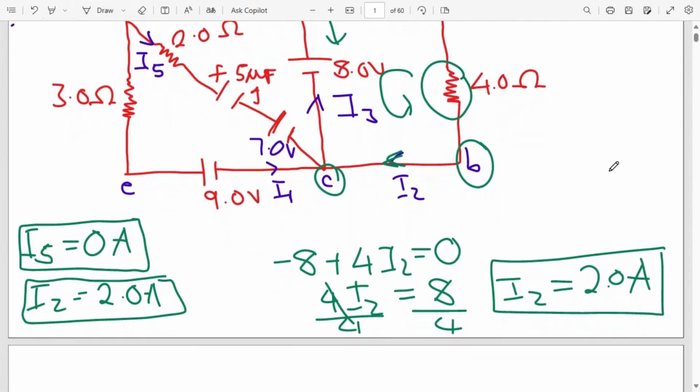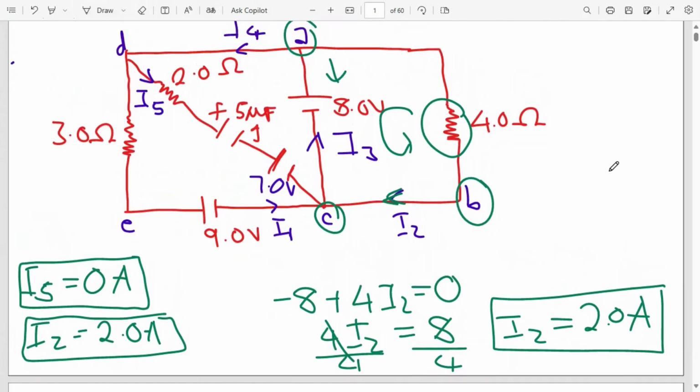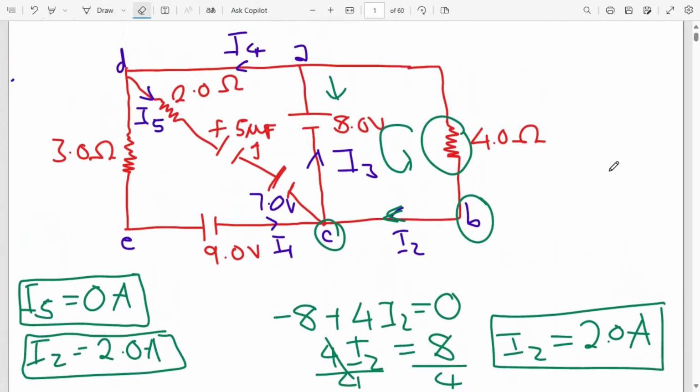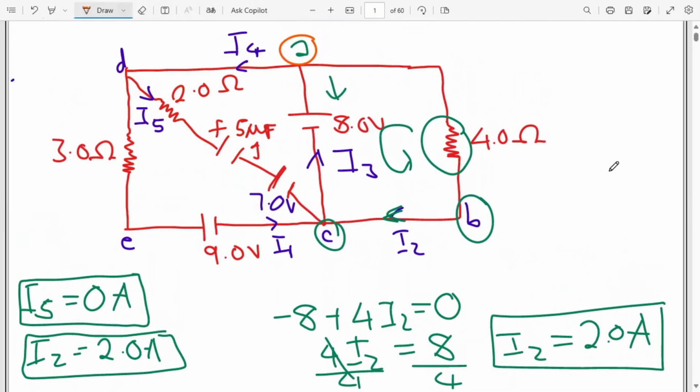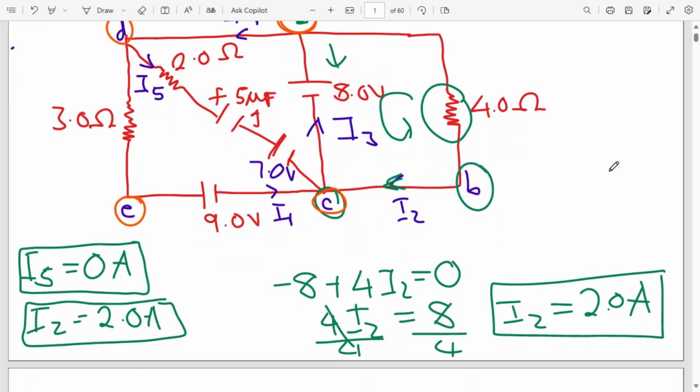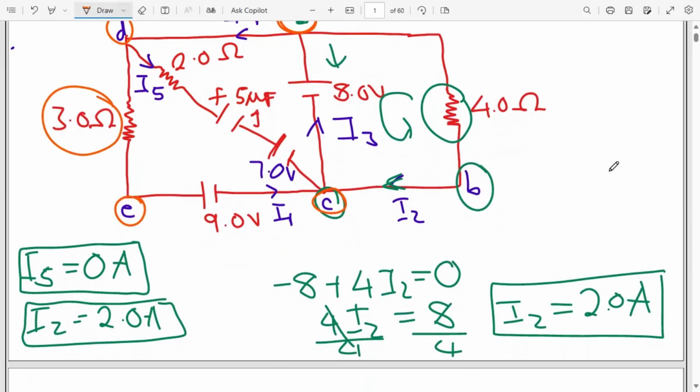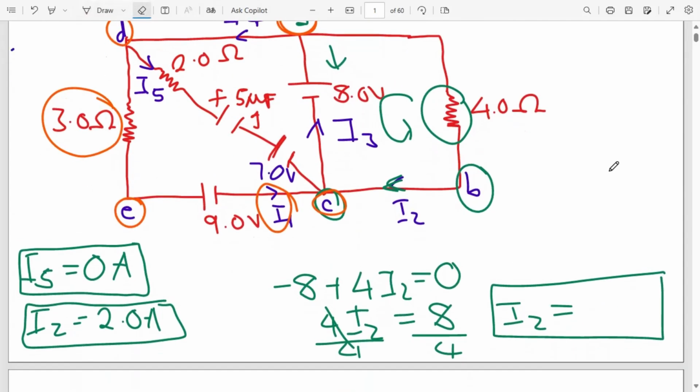The next loop we're going to look at is ADECA. This is A. We go A, D, E, C, and back to A. So what are we going to notice on this particular loop? We have the 3 ohms resistor here, and the current that is passing through this resistor is current I1. So let me just rub here.